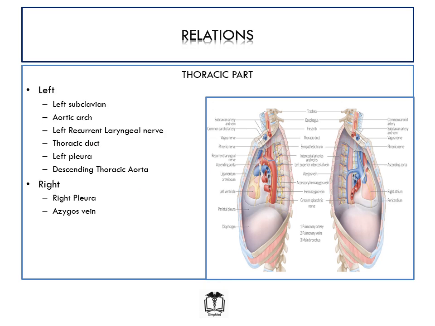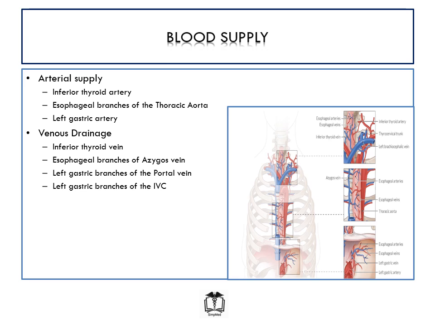Still within the thorax, in terms of the relations on the left and the right side of the esophagus, to the left of the esophagus, we have the left subclavian vein, the aortic arc, the left recurrent laryngeal nerve, the thoracic duct, the left pleura, and the descending thoracic aorta. On the right side, we have very few structures, the right pleura being among them, and then the azygos vein. So let's talk about some of the blood supply to the esophagus.